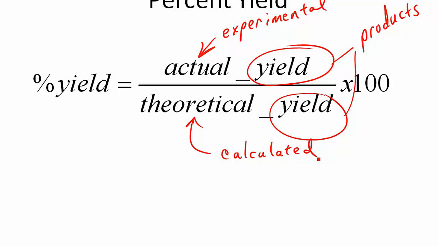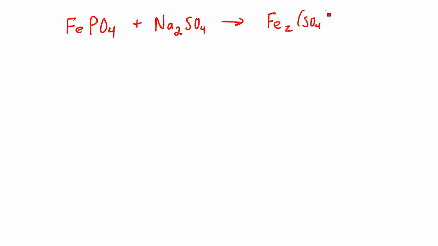Now, next to the link for this podcast, there is a percent yield worksheet, and we're just going to work through the problem that's on there, so you can just open it up and have it available or print it out, whichever works for you. The reaction that we're dealing with is iron 3 phosphate, FePO4, reacting with sodium sulfate. And it says that our products are iron 3 sulfate and sodium phosphate.